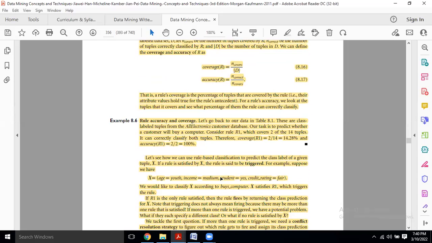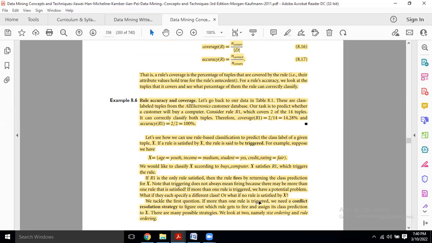Now, there may be more than one rule which is satisfied. Whenever a rule is satisfied, we say that the rule is triggered. If more than one rule is satisfied, it does not mean that all the rules are fired, because the rule which is fired is based on certain criteria, and for that we have a conflict resolution strategy. This strategy is required when more than one rule satisfies the criteria. In that case, if more than one rule is triggered, which rule will be fired depends upon this conflict resolution strategy. There are many possible strategies for rule firing conflict resolution.